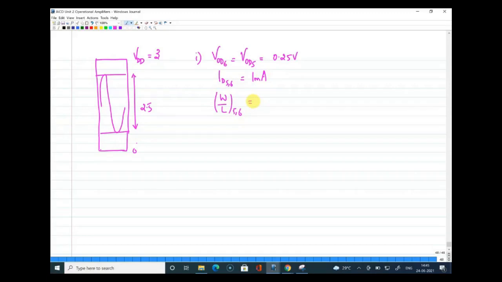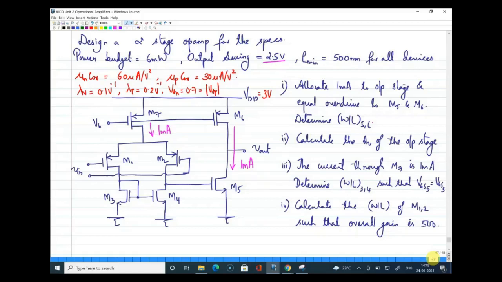Yes, Yashita, your answer is? Yeah, you have to use the mobility. Mu n Cox and mu p Cox are different. So your result W by L will not be equal. At least W by L of P will be at least twice that of N. So W by L of 6 is not 329, and 5 is not 165. Can you check it again?